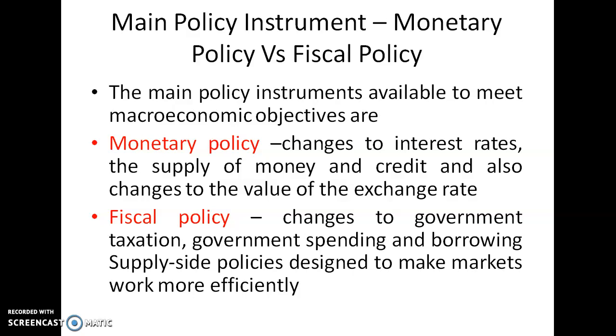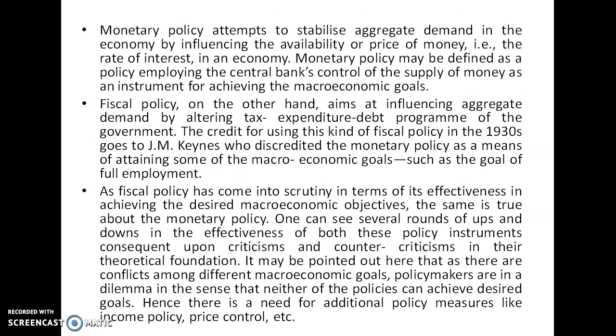Okay, the main policy instruments: monetary versus fiscal policy. The main policy instruments available to meet the macroeconomic objectives are monetary policy, the policy used to change the interest rate, the supply of money and credit, and also changes to the value of the exchange rate. And fiscal policy is the policy used to change the government's taxation, government spending, borrowing, and supply side policies designed to make markets work more efficiently, etc.